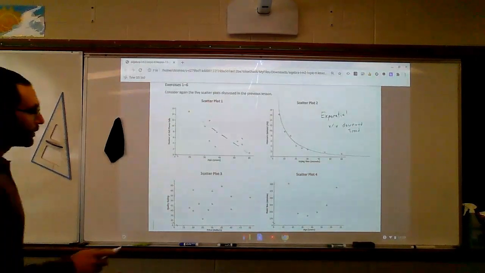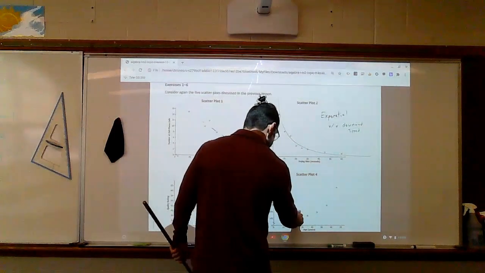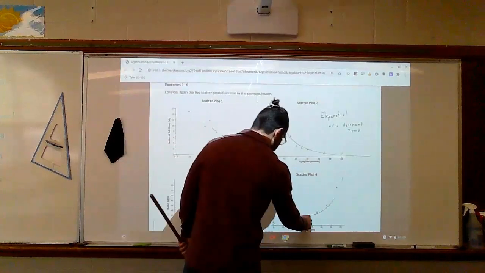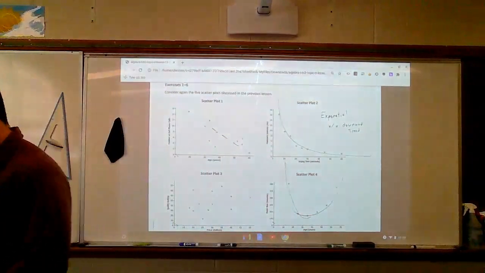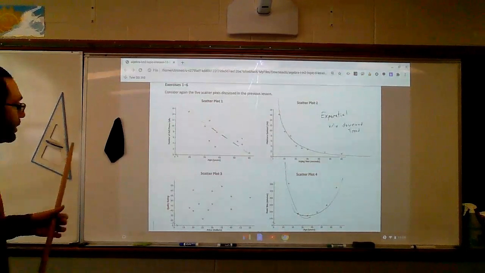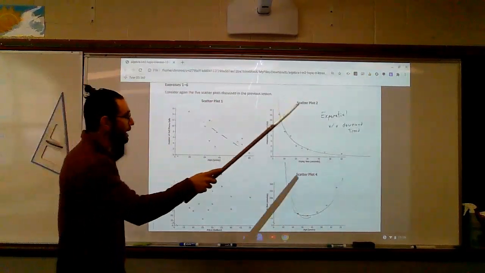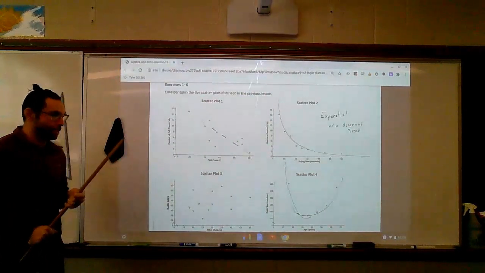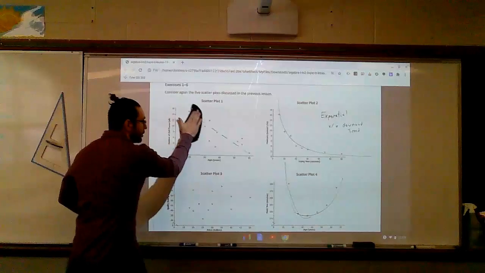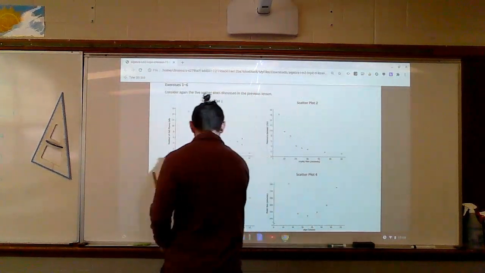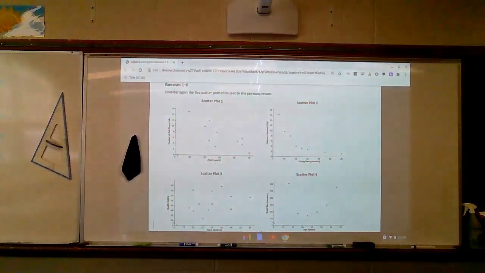Scatterplot 4. Ooh. Okay, well, this is the easy part. This is going here. Oh, but look. We've got one more like this. So if I've got this U shape, that is called a quadratic function. Quadratic function. That is muy importante. A linear, an exponential, a quadratic. They all have relationships, okay? So how do we use these exponentials? How do we use these quadratics? And that's a fair question.